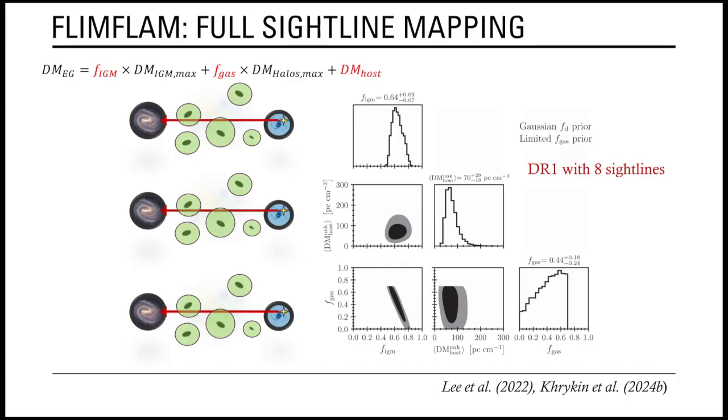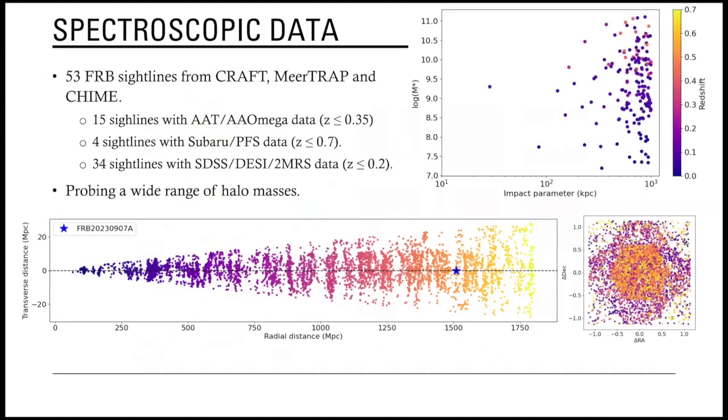So, of course, we want to make this better, and this is why we're developing FLIMFLAM DR2, which is going to be using more than 50 sightlines. And so that's the kind of data that we're working with. We have 53 FRB sightlines, of which we have 15 with spectroscopic data from the AAT AAOmega spectrograph. 4 of them have Subaru PFS data, and this is one of the sightlines that I'm showing with Subaru PFS.